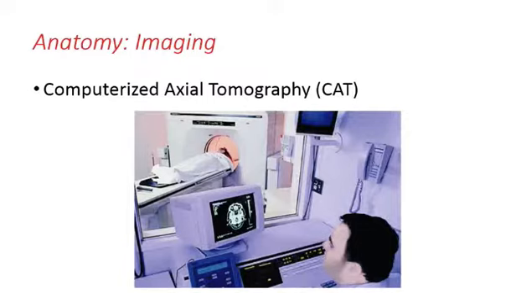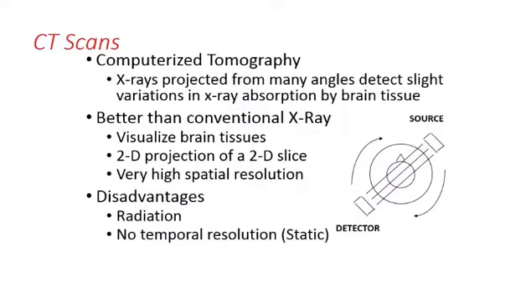As I mentioned, the PEG gave way to the computerized axial tomography, or the CAT scan, and we can get relatively good images of the brain with the CAT scan. It involves X-rays, but the X-rays are projected from many different angles. There are two cameras that rotate around and take many, many pictures as they rotate. Because we're taking the X-rays from many different angles, we're able to detect the very slight variations in the X-ray absorption by brain tissue.